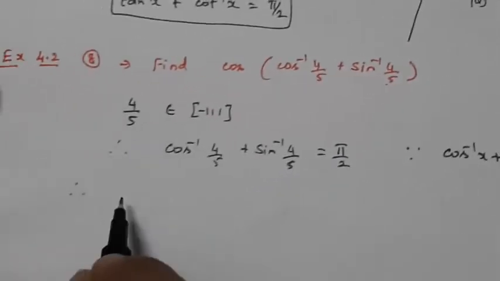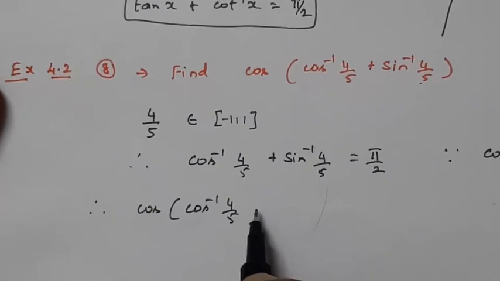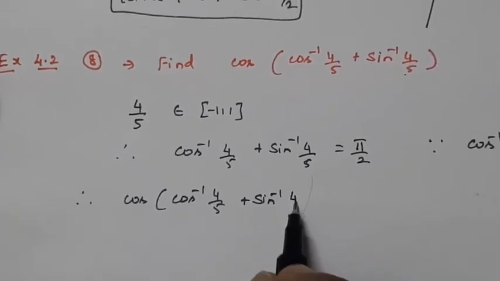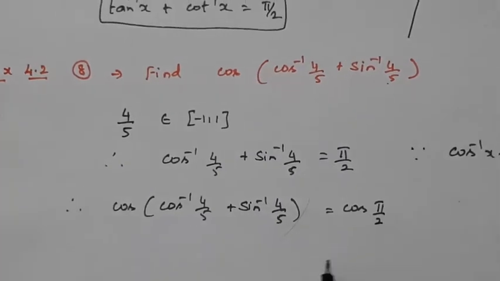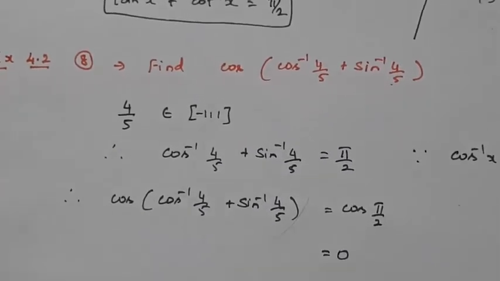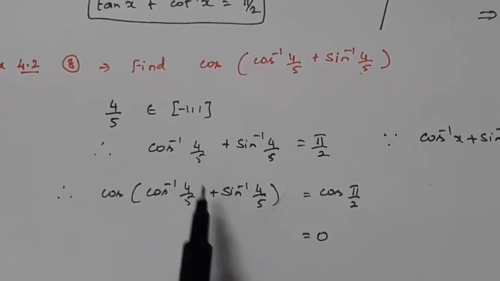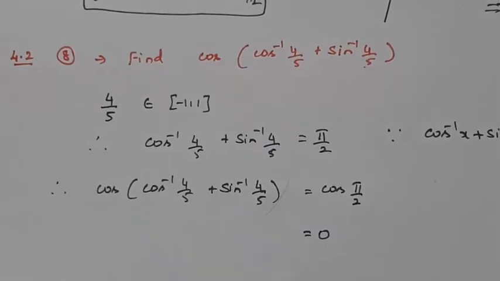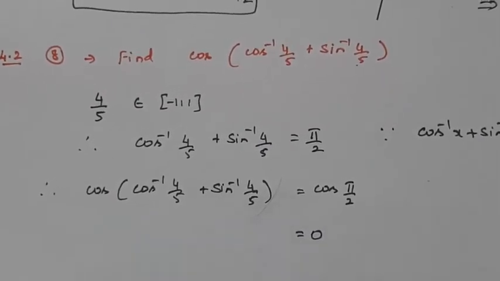So therefore the given problem, cos of cos inverse of 4 by 5 plus sin inverse of 4 by 5, is equal to cos of pi by 2. Then what is cos 90? Cos 90 is equal to 0. So after reading the property, we can reach the answer of the problem in very few steps. The property helps you to find the answer.